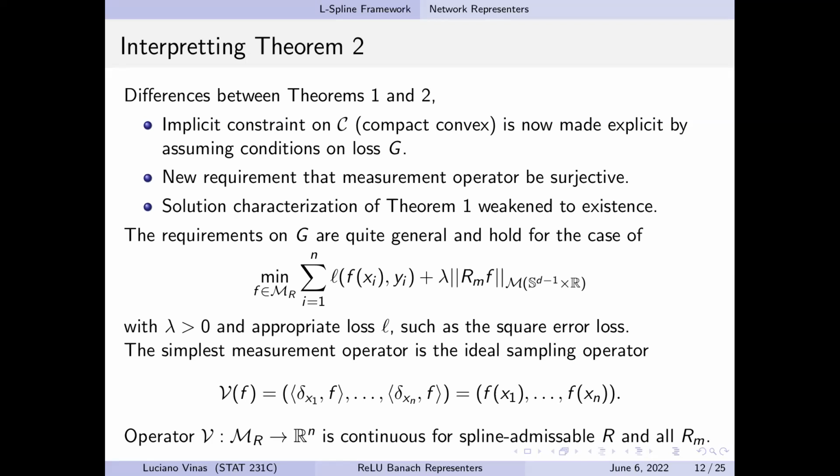And so in our case, what we needed for these results to hold is that the measurement operator had to be continuous, right, and surjective in some cases. And that is shown in each individual paper. So Unser et al. did show that for spline-admissible R, this does hold for the ideal sampler. And then Parhi and Nowak extended that result for the case that they care about. So they also show that the ideal sampler is continuous and surjective for the kind of transformations that they're looking at here.